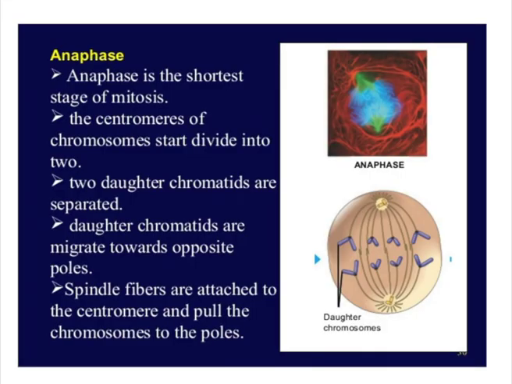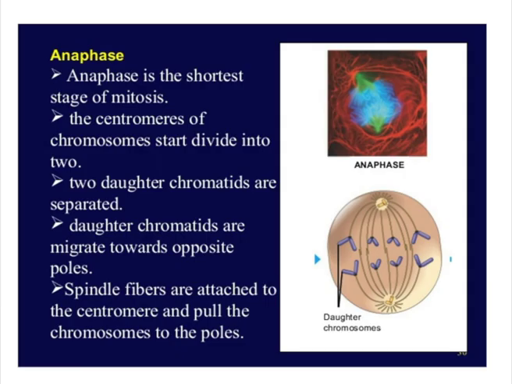Coming to the third phase, anaphase. Anaphase is the shortest phase. Here the centromeres of the chromosomes start dividing, and the two daughter chromatids are separated. The two daughter chromatids migrate towards the opposite poles. The spindle fibers are attached to the centromere and pull the chromosomes to the opposite poles.